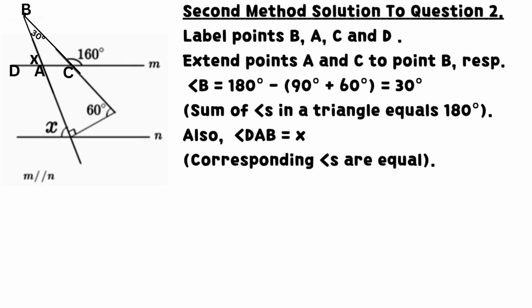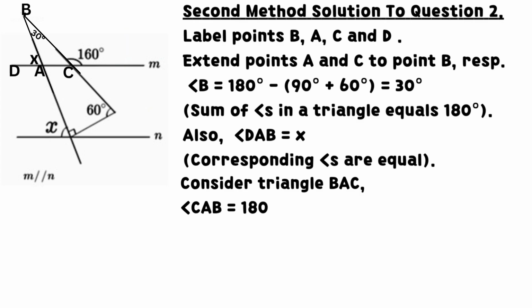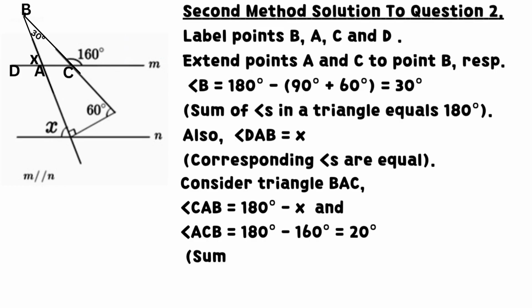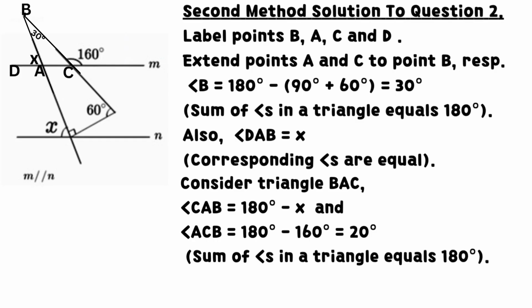Also, angle DAB equals x. It is because corresponding angles are equal. Consider triangle BAC. Angle labeled CAB equals 180 degrees minus x and angle labeled ACB equals 180 degrees minus 160 degrees, which equals 20 degrees. It is because sum of angles in a triangle equals 180 degrees.